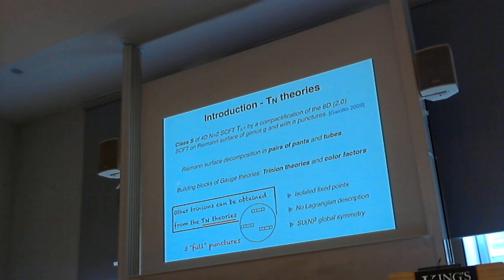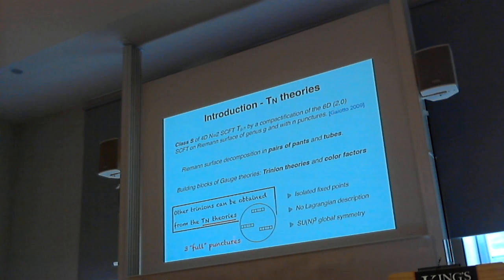So the same way we decompose the Riemann surfaces into spheres with three punctures and tubes, the same way you can understand class S as being made by some building blocks that I would call trivial theories. These are the theories that correspond to a sphere with three punctures and tubes, which I use to view the trivials. The trivials that I care about, I will call them TN theories.